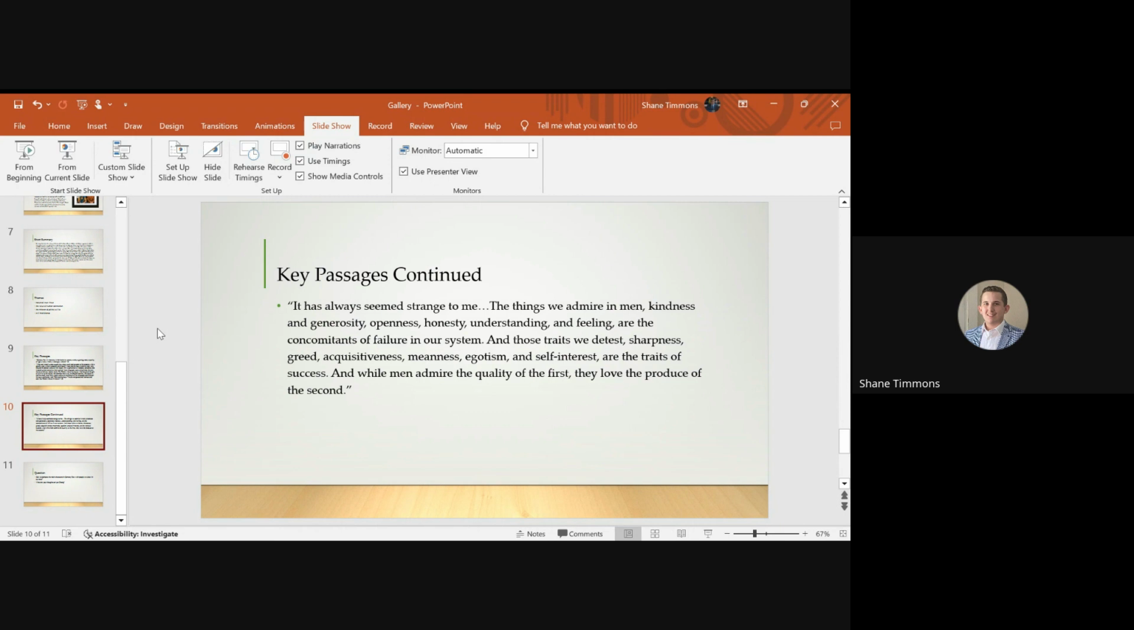And as a society, a lot of people, like he says, detest the greed and the meanness and the self-interest. And then he says those are the traits of success. We admire the quality of the first, but my goodness, since the others are the traits of success, then of course it brings some good, is what he's saying there.